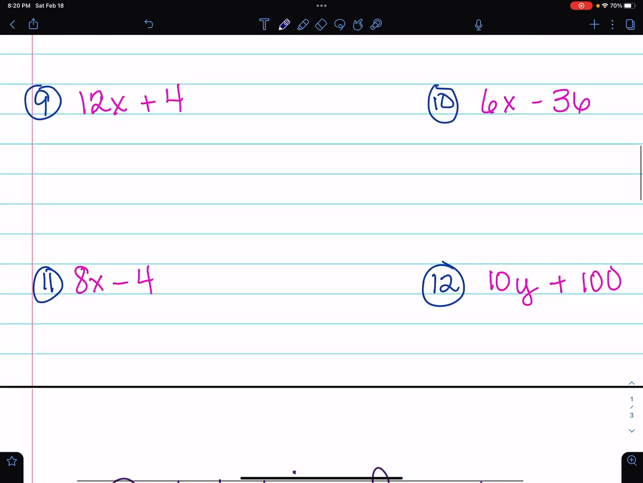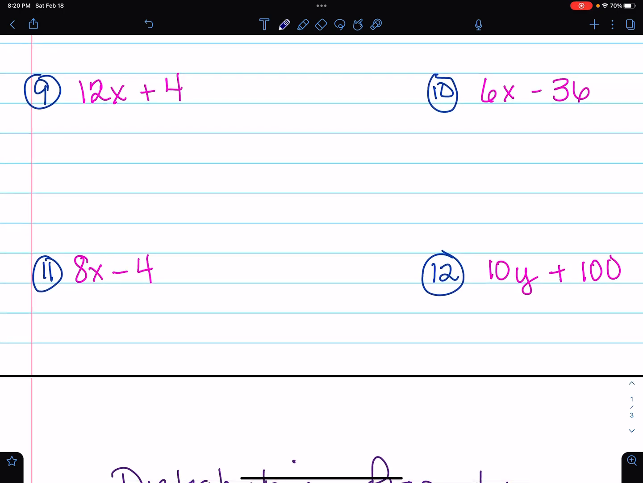So here's your next two numbers, 9 and 10. I want you to try them, list out the factors, see which factors they have in common, which is the highest, and then pull that number or factor that number out.